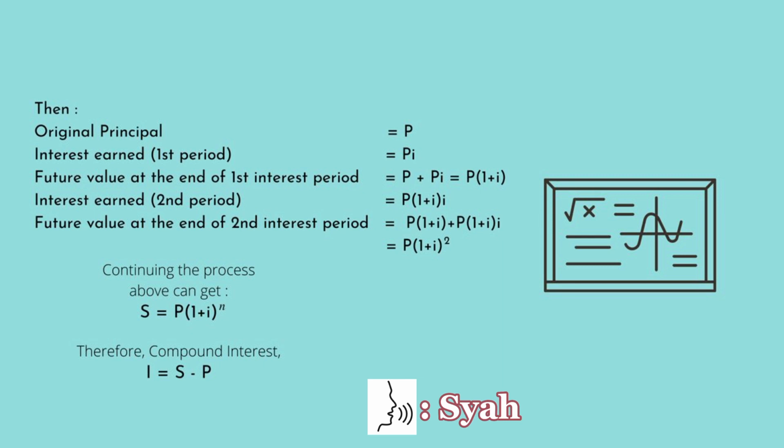Future value at the end of the first interest period is P plus PI, equal to P times (1 plus I). Interest earned in the second period is P times (1 plus I) times I. Future value at the end of the second interest period is P times (1 plus I) plus P times (1 plus I) times I. Continuing the process above, we get S equals P times (1 plus I) to the power of N. Therefore, compound interest is I equals S minus P.